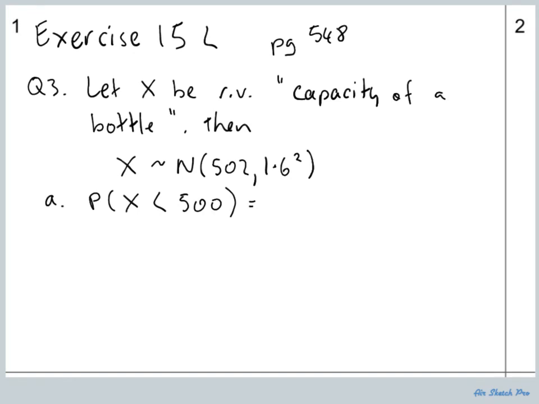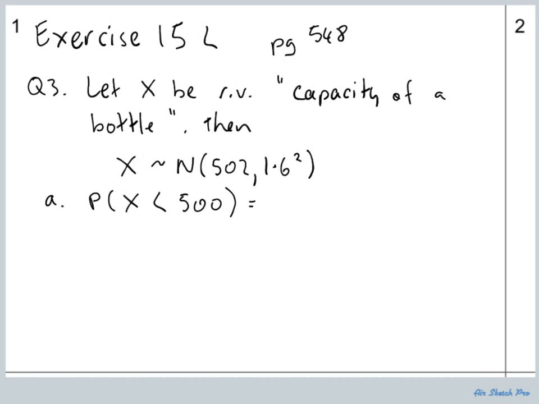Again, I don't have my calculations in front of me, so I'll just have to do it again. On my graphics calculator, I will go menu 5, 5, and I'm looking at a normal CDF, so number 2. And we've got X less than 500, so we leave the lower bound as negative infinity, whatever that big negative number is, and the upper bound is 500. In this case, the mean is not 0, but 502. And the standard deviation is 1.6.